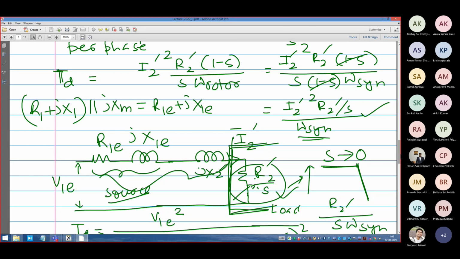Our interest, you can see from these characteristics, is that as slip tends towards 0, this R2 dash by S is very large compared to R1E, compared to X1E, and compared to X2. So the effective equivalent circuit in the zone of our interest is a very simple equivalent circuit. For electric drives applications, we don't spend too much time thinking about the magnetizing current or the minor drops happening here and there, because everything is controlled.